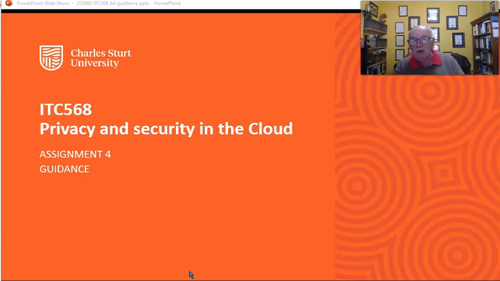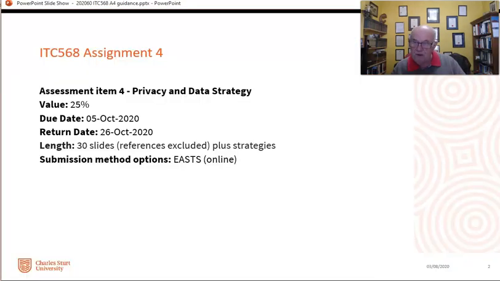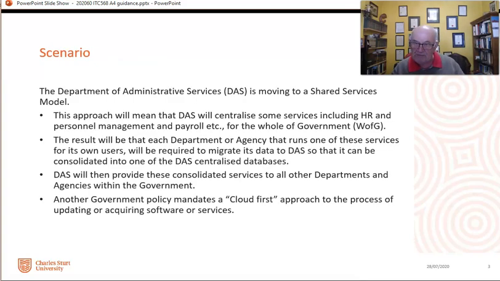Today we're going to have a look at some guidance for assignment 4. So assignment 4, privacy and data strategy. It's worth 25%, so it's quite a reasonable one. You need to be involved in it. Due the 5th of October. Two types of submission. You've got a slide deck and a series of paper strategies. Let's go through it in detail.